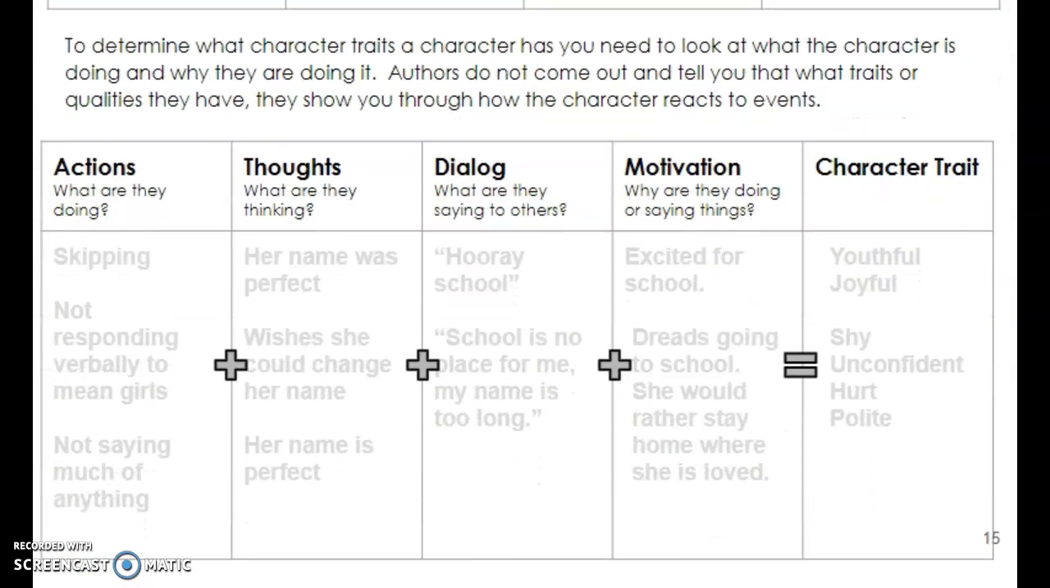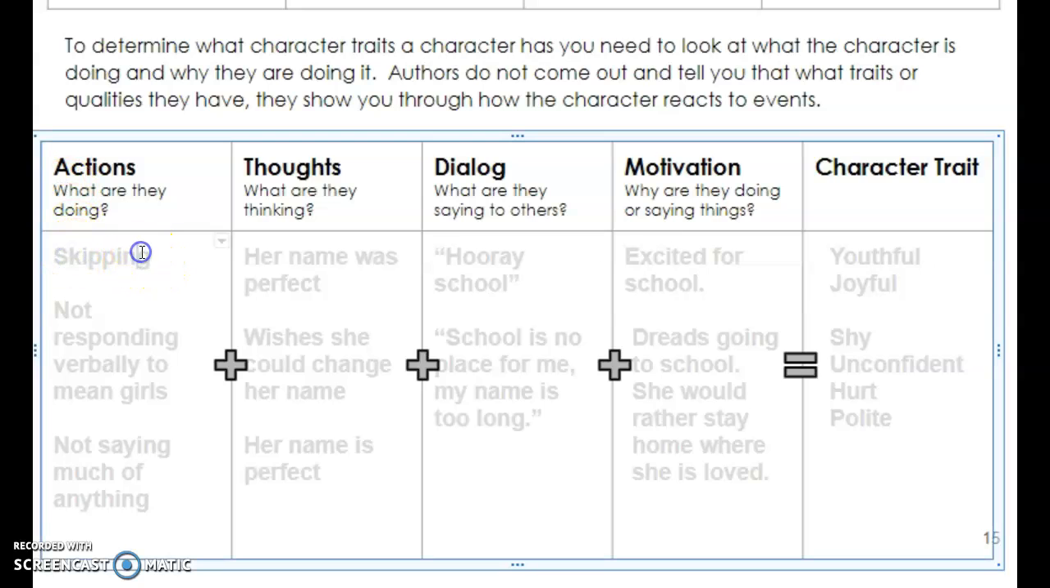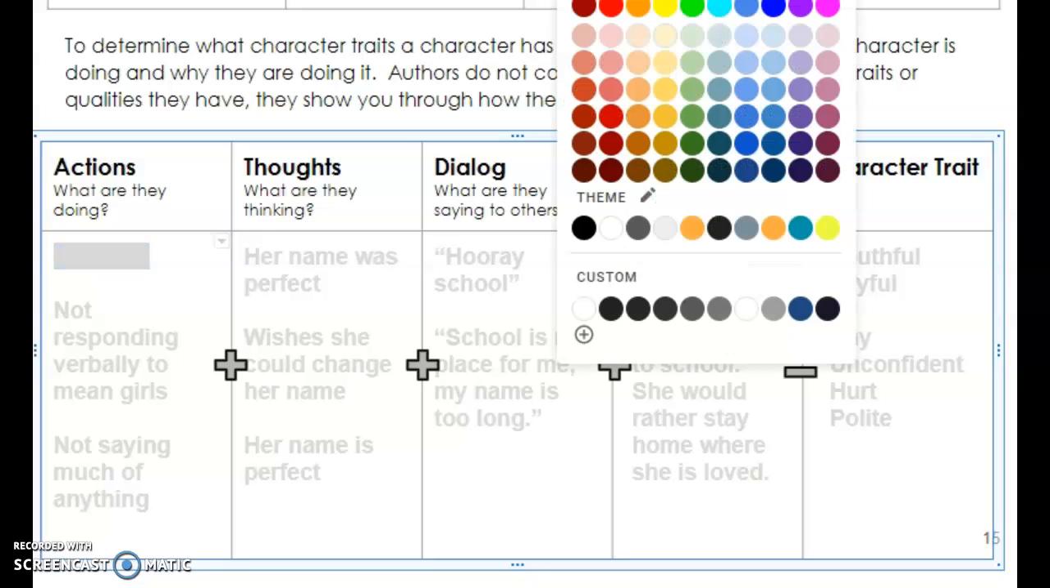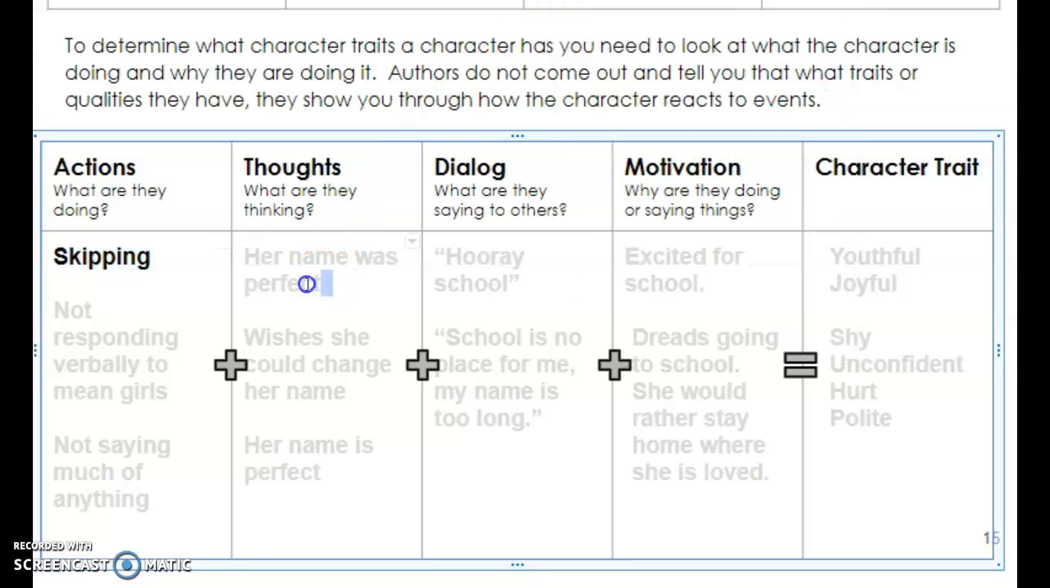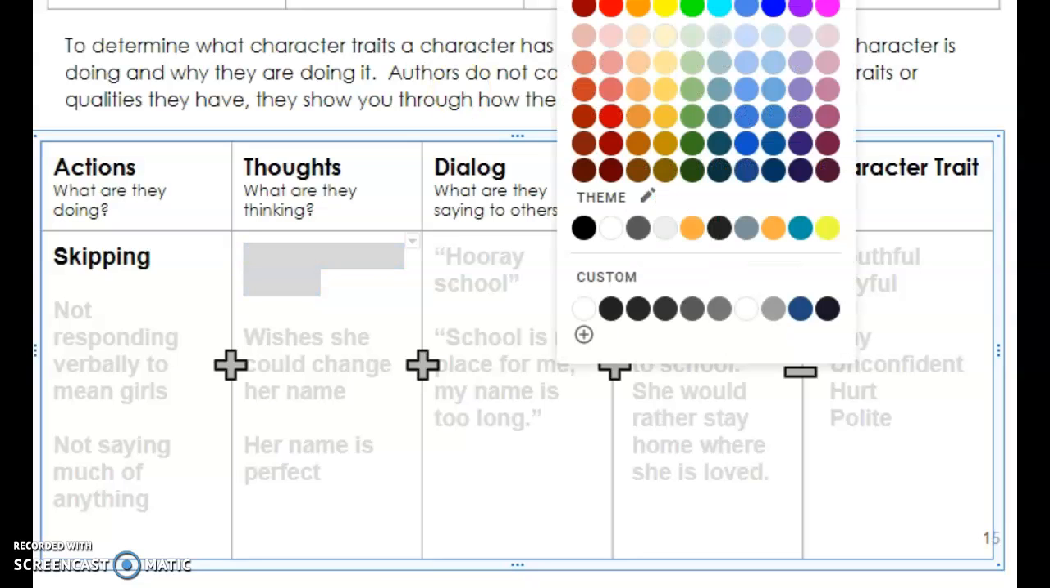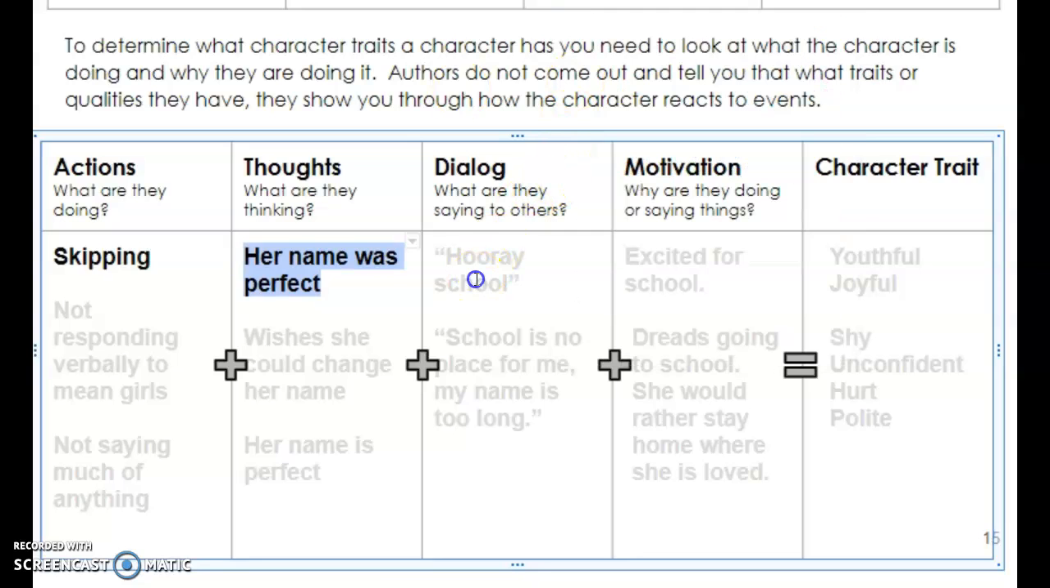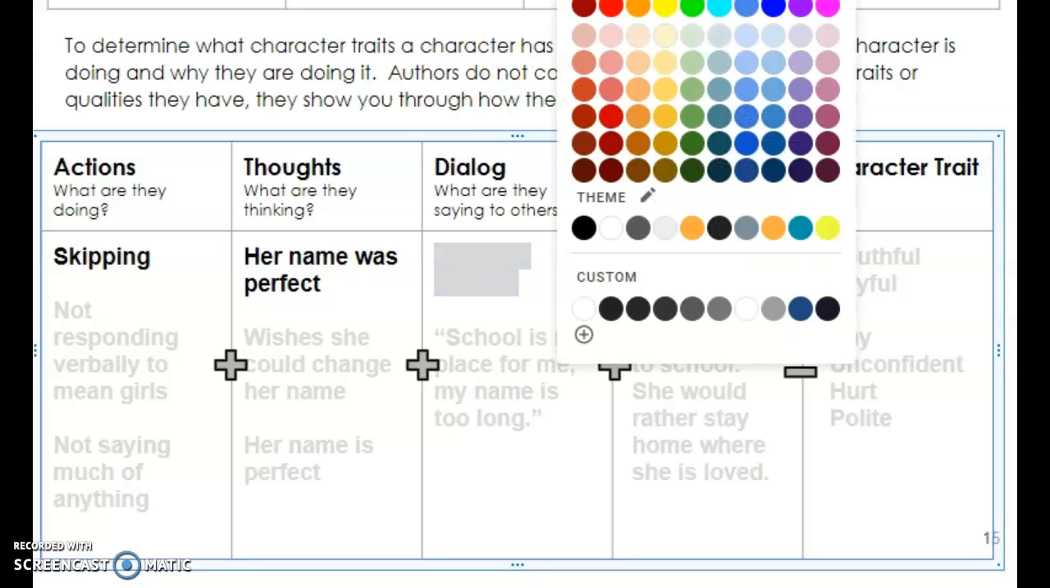So we're going to use Chrysanthemum as an example. The first thing we're going to look at is the beginning of the story. At the beginning of the story, Chrysanthemum was skipping. She thought that her name was perfect. She was saying things like, hooray, school. She was so excited to start.